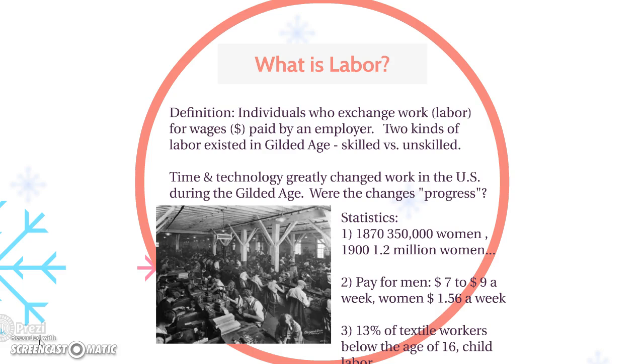The other thing I just want to mention is that when we think about labor, two things come into play: time and technology. And both time and technology greatly changed the workplace in the United States, how people worked, where they worked, and this all occurred during the Gilded Age. And so we look at the idea of time. Before the Gilded Age in the factories, people worked in their homes or in their villages, on their farms, and to a large extent, people controlled time.